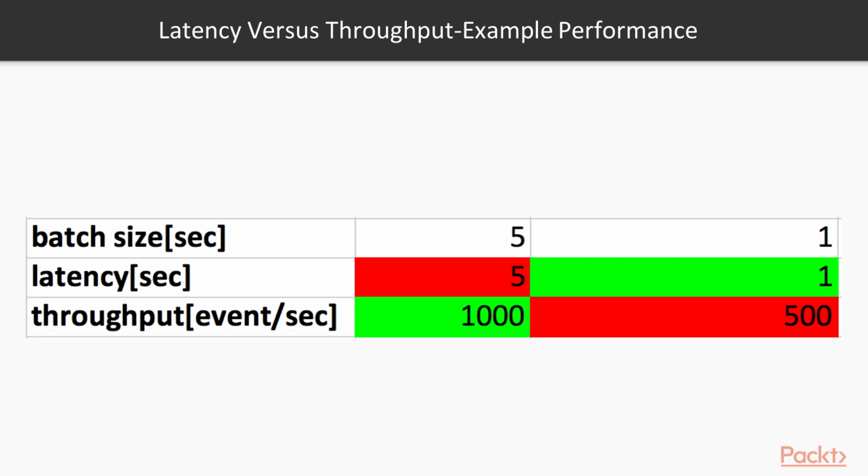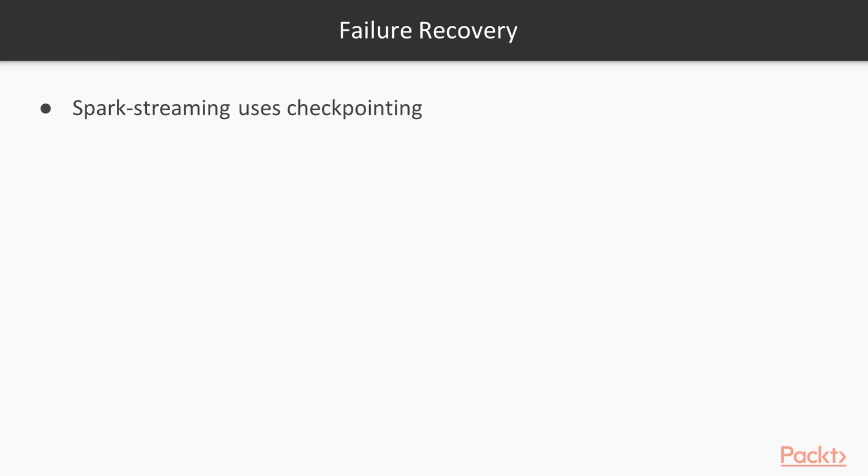On the other hand, when we set the batch size to 1 second, the worst case latency will be equal to 1 second as well, but throughput will be lower. So if we need lower latency, we need to set the batch size to a lower value, but throughput will be lower as well. And Spark Streaming has a failure recovery mechanism.